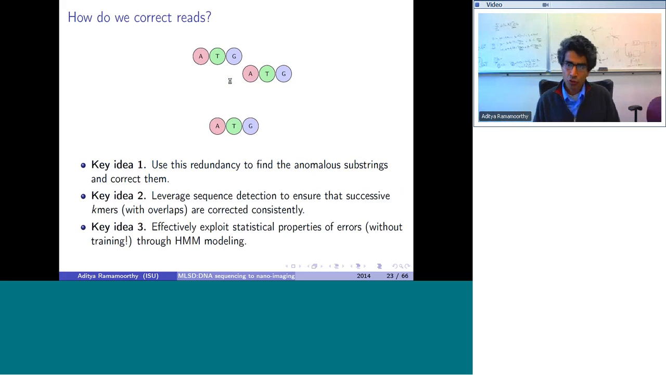And the third idea is to effectively exploit the statistical properties of errors, something that previous methods weren't doing, and this is done through HMM modeling.